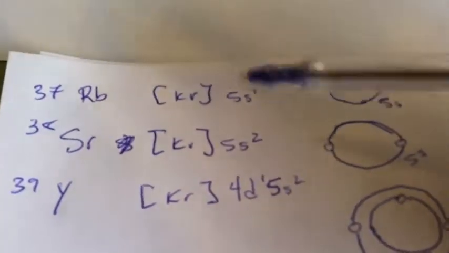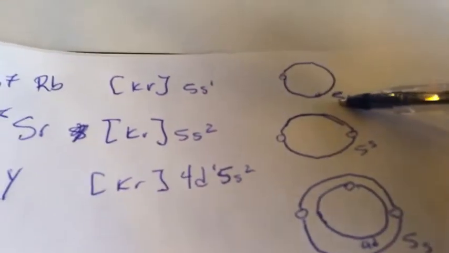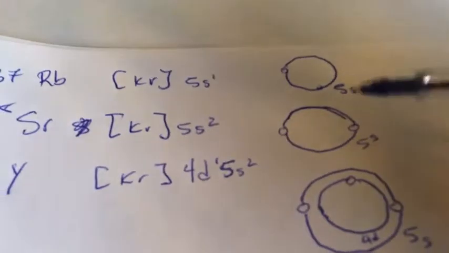Alright guys, so here we have our electron configurations. We'll start off with rubidium. It's our first one. I'll rotate the camera here. We have element number 37, rubidium. It's got an electron configuration of krypton 5s1, and we see here's our 5s1 orbital filled.